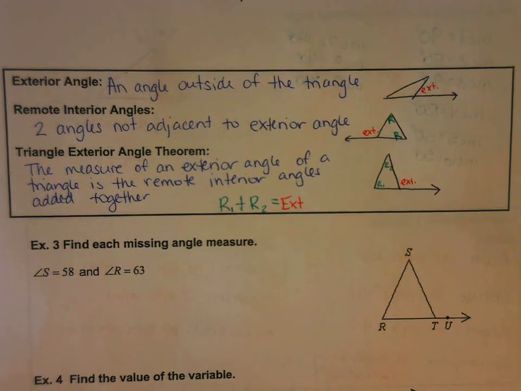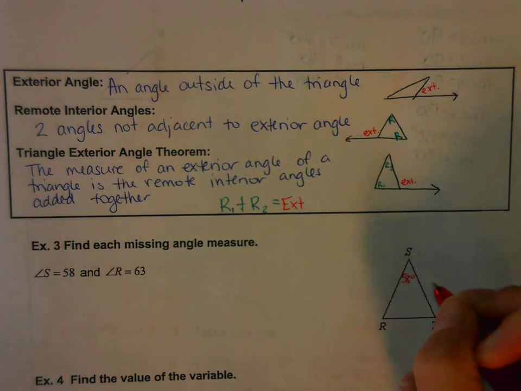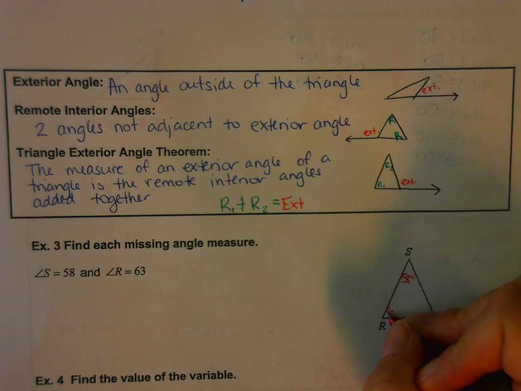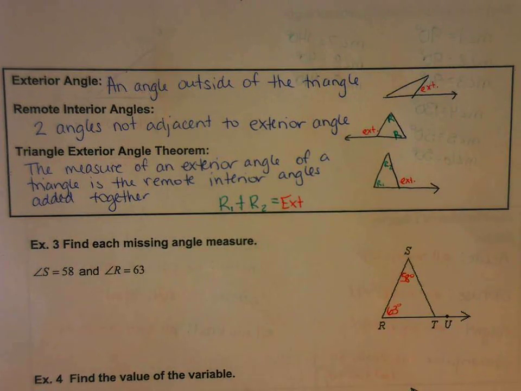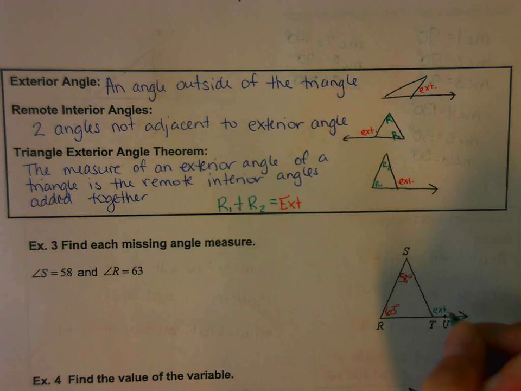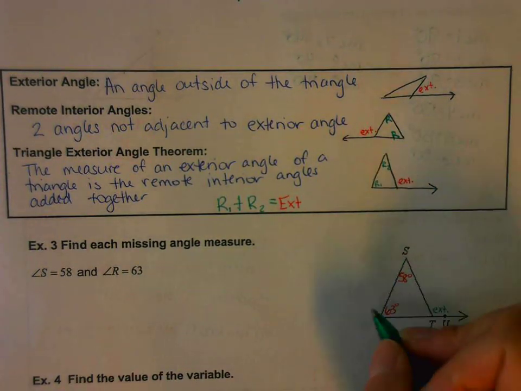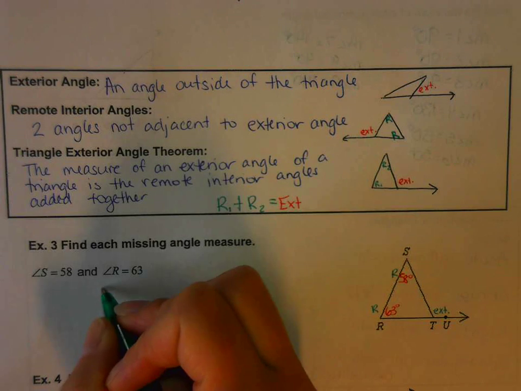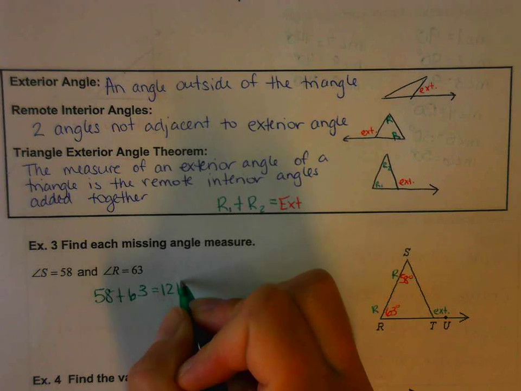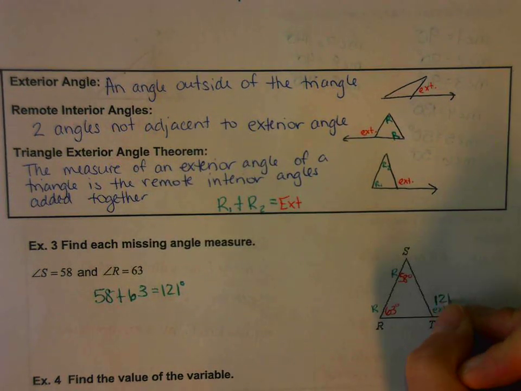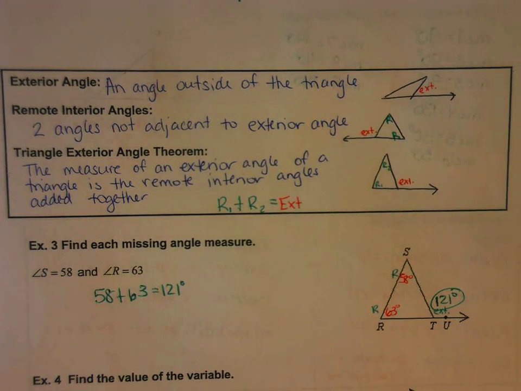So using that information, let's look at example 3. It tells us that angle S is 58 degrees. Angle R is 63 degrees, and I want to find all the other angles. So I want to find my last interior as well as my exterior angle. If I'm trying to find my exterior angle right here, I know I need to take my remote interior, which these are my remote interior, and add them together. So if I take 58 plus 63, I end up with 121 degrees. So that means my exterior angle is 121 degrees.